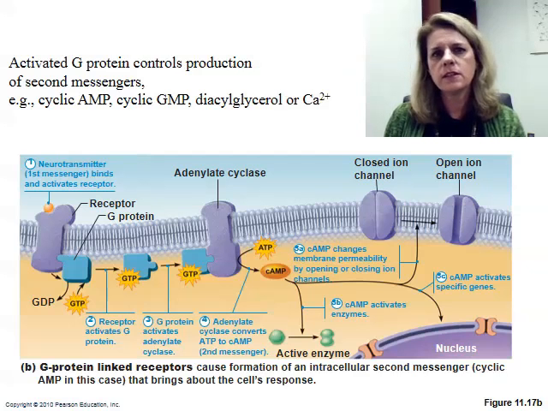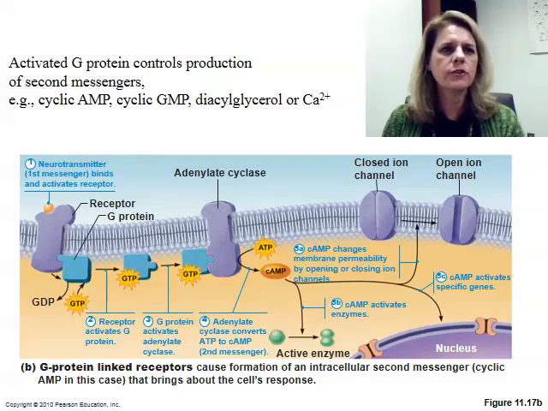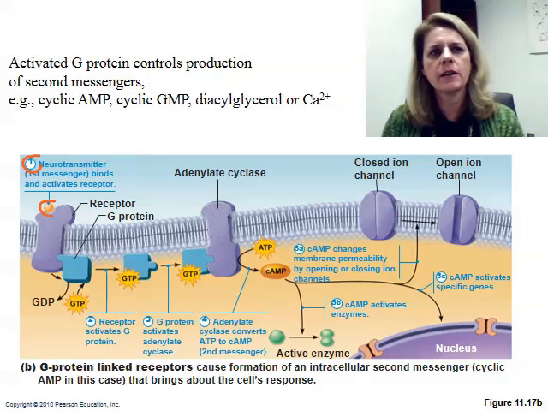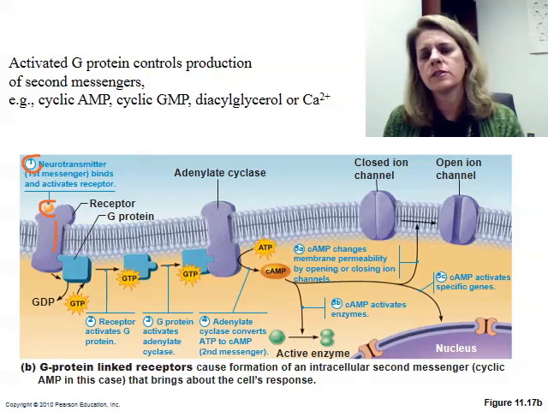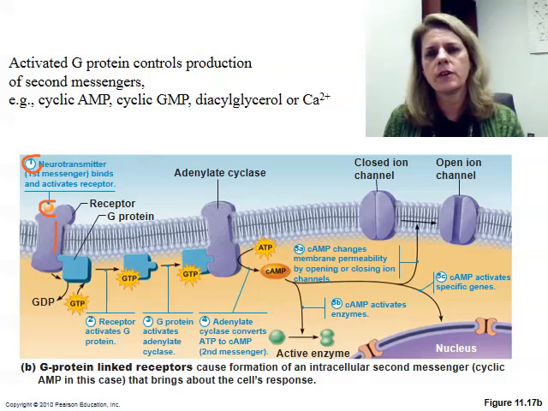So what does this look like? So your neurotransmitter is going to bind a protein, which is your G protein receptor in your plasma membrane. And I don't necessarily want you to memorize all these steps, but I do want you to know that when you bind this receptor, this G protein is then activated.